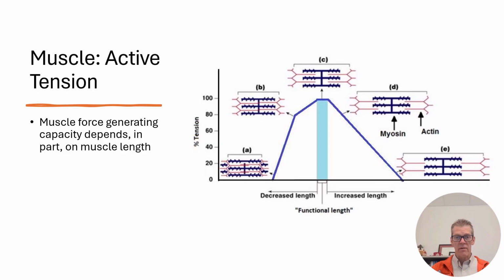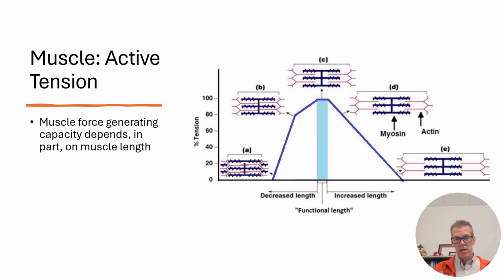If we start the other way on what's called the ascending arm of the active tension curve, the same thing happens. If we shorten a muscle, the actin starts to overlap itself and slide over the myosin such that there are fewer cross-bridge potentials. Fewer actin-myosin interactions are possible. And so, again, we lose the ability to produce tension.